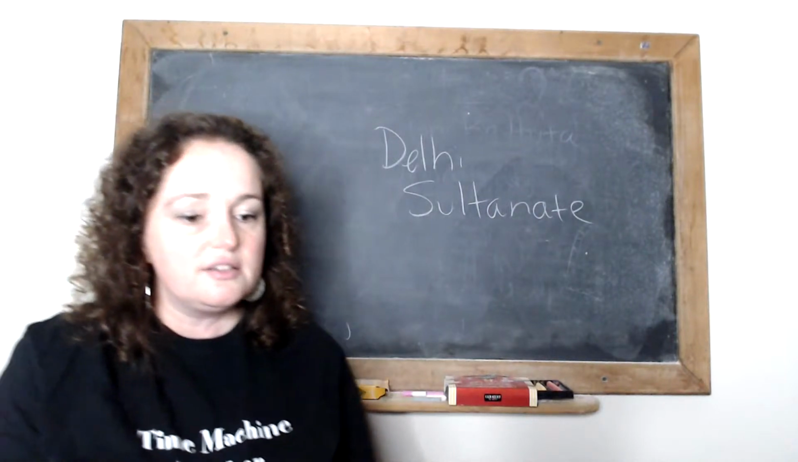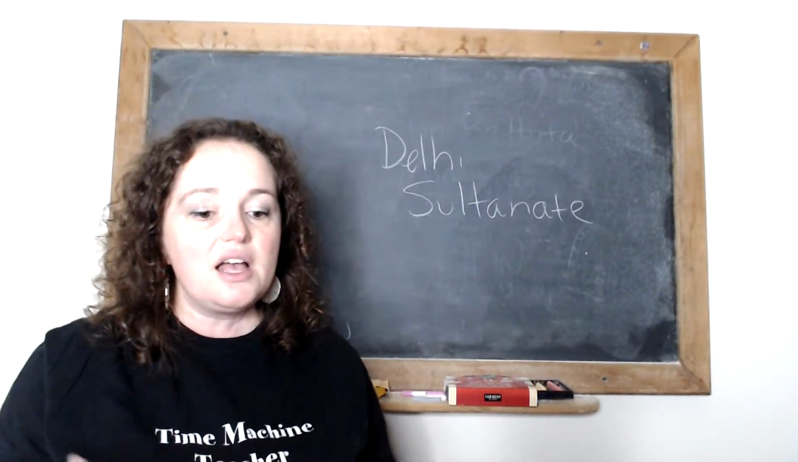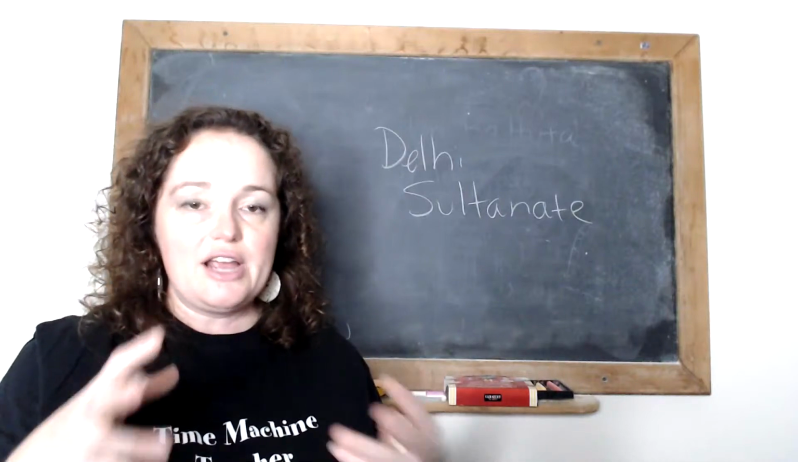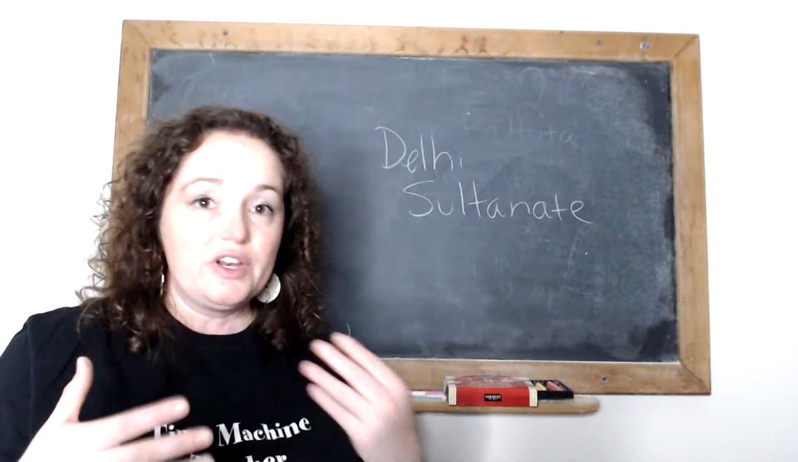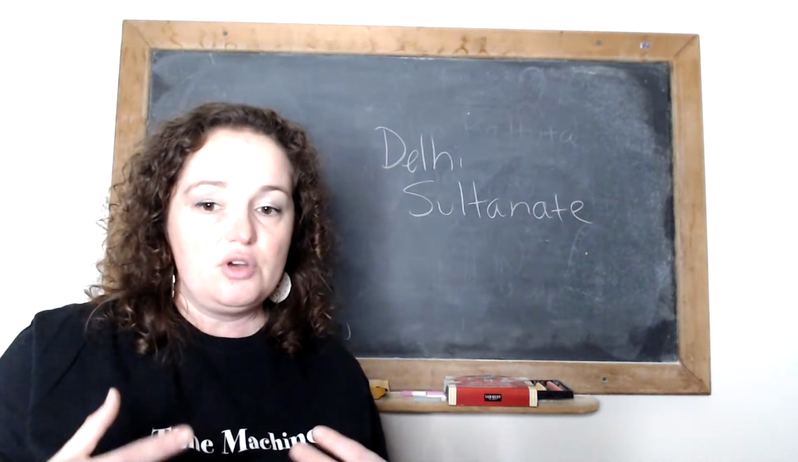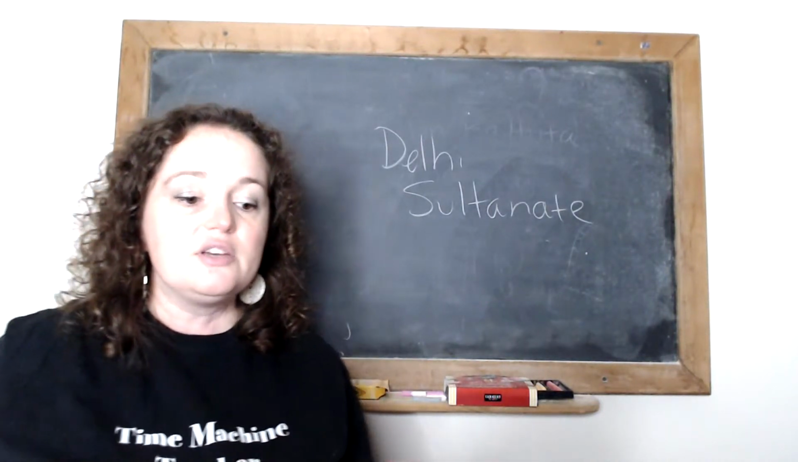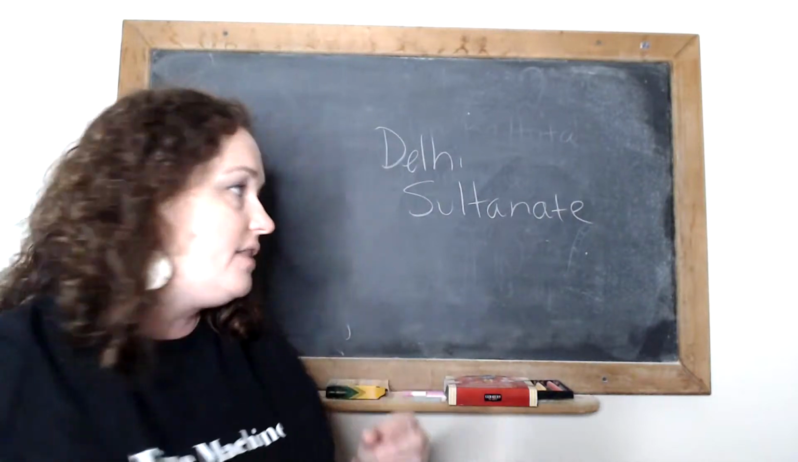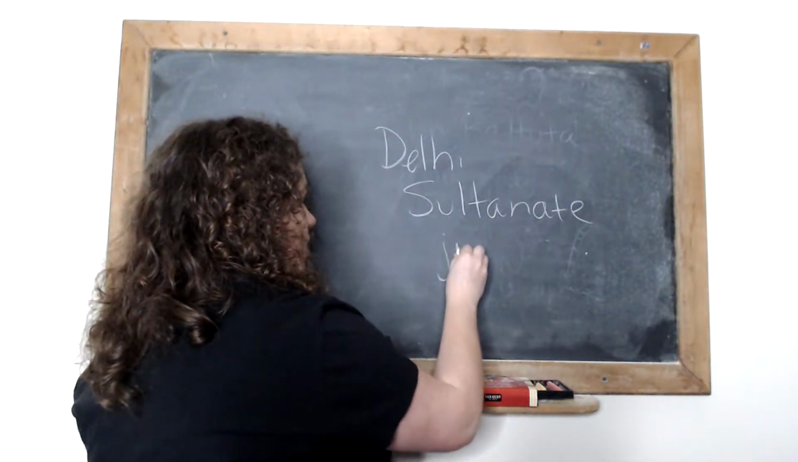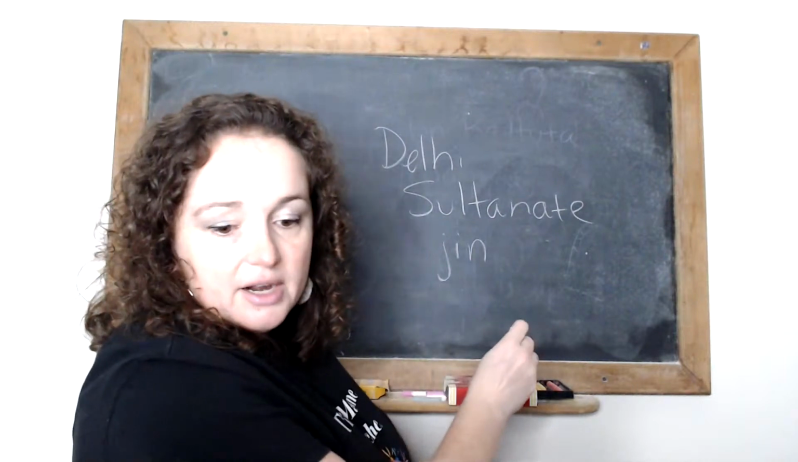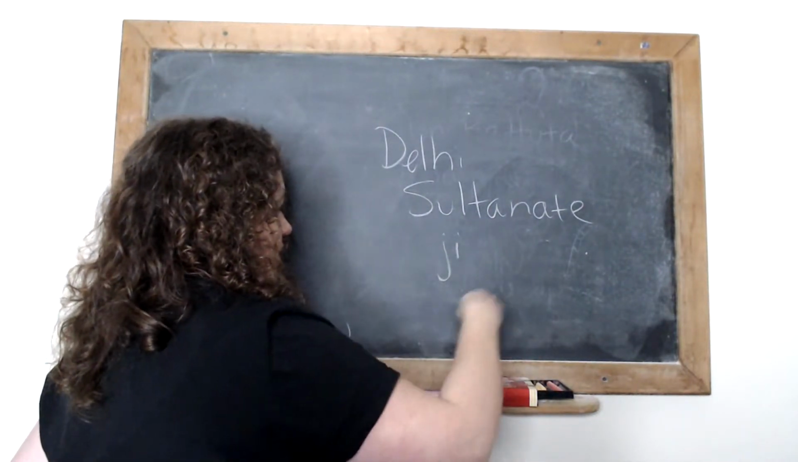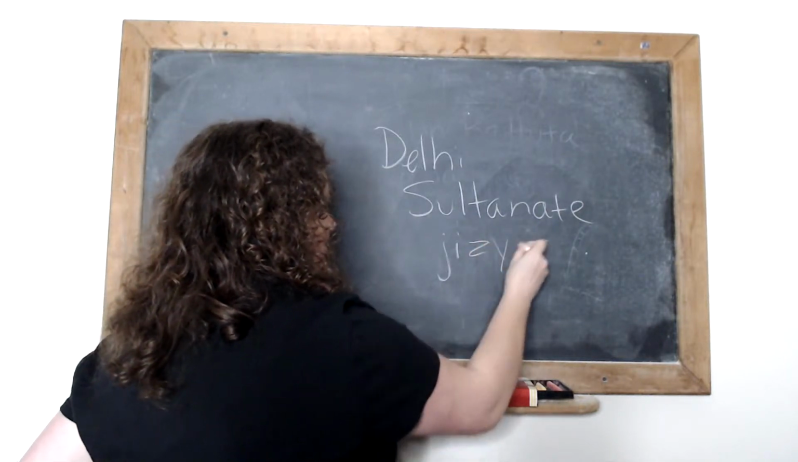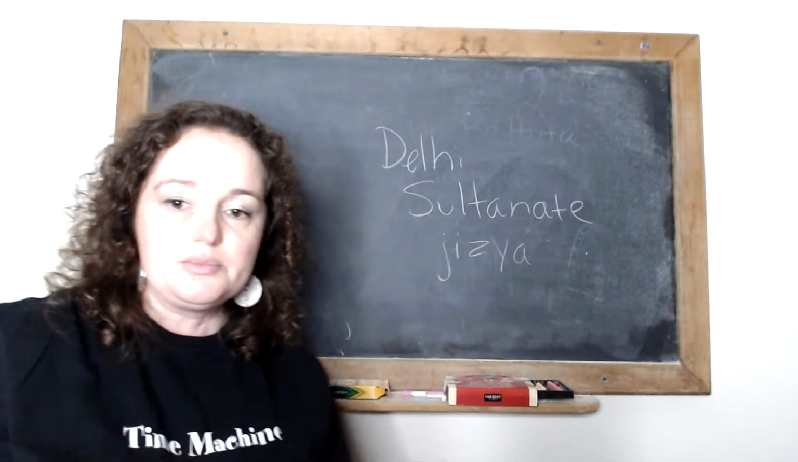Delhi Sultanate, okay? This is where Islam and Hindu kind of have an interaction in northern India, and it's not very good. They don't get along. They have a lot of beliefs that they don't agree with, and the Sultanate will impose taxes on the non-Muslims. It's called, let me spell it right here. There you go. So this will be the tax on non-Muslims.